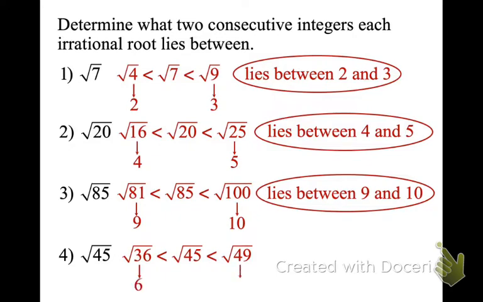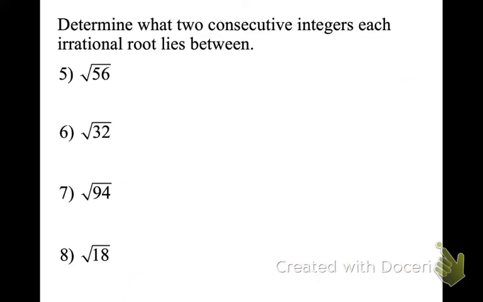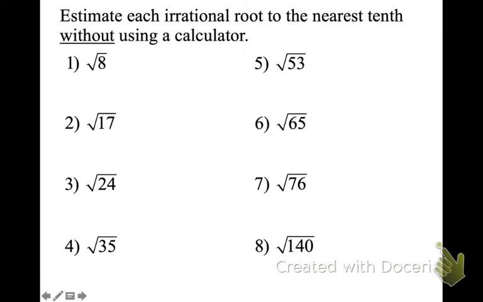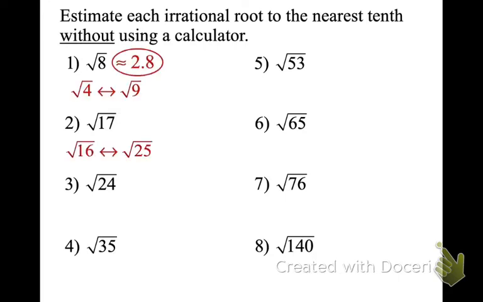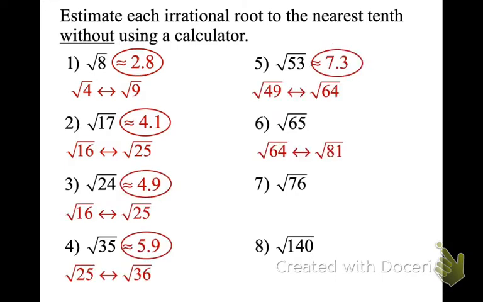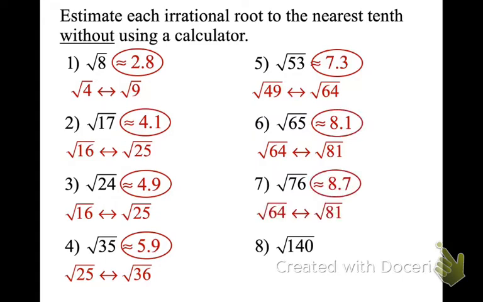So I think that's it for today. Just more of the same. You want to pause it, you can check the answers. And now, pause it again if you want to keep going. But I do believe that's, let's see, estimate each irrational root to the nearest tenth without using the calculator. This is basically the same thing that we've been doing. You can use either method, but this time we're going to the 10th.